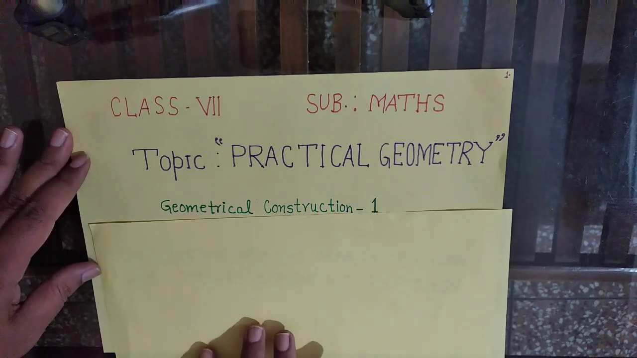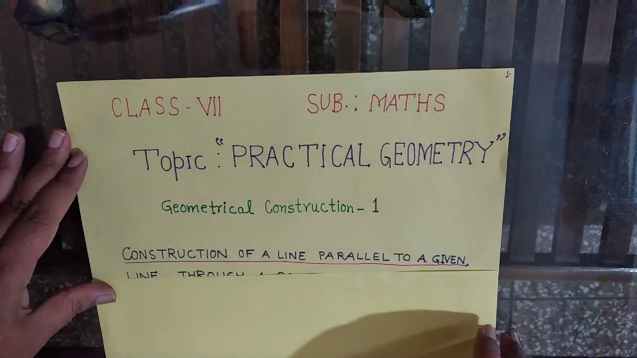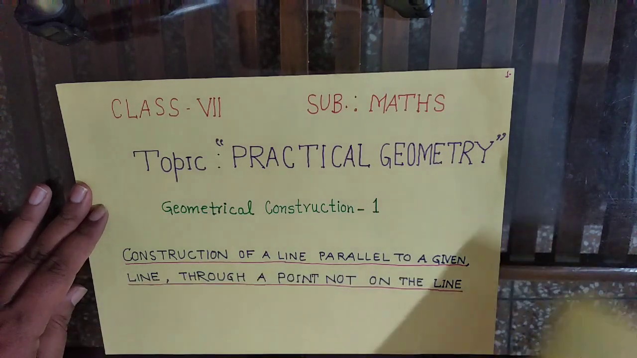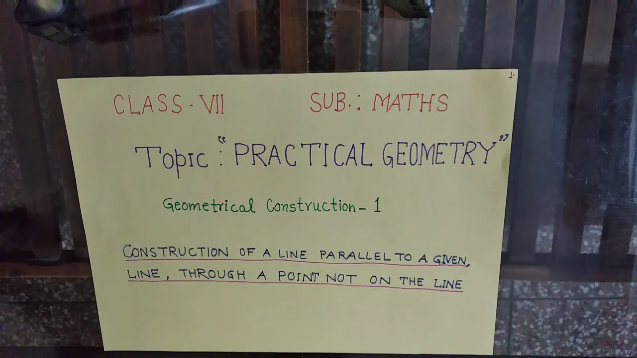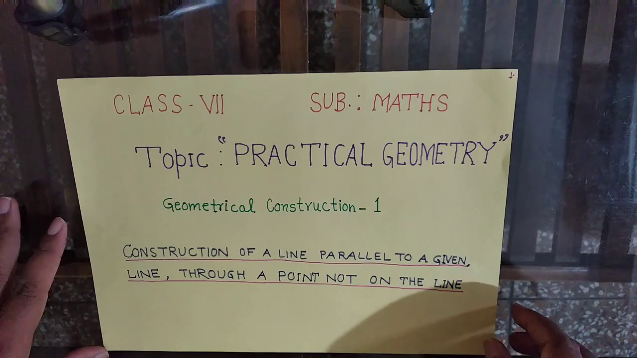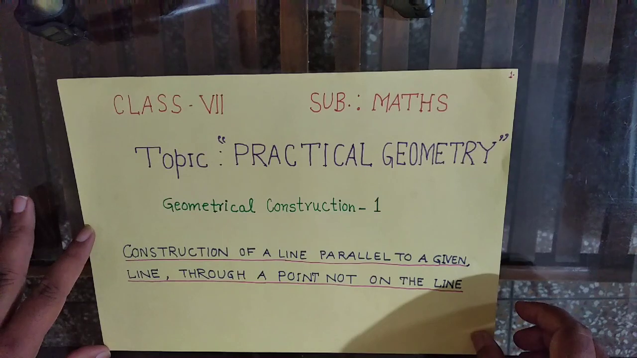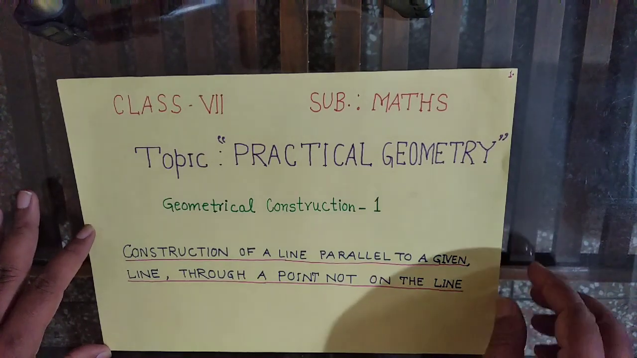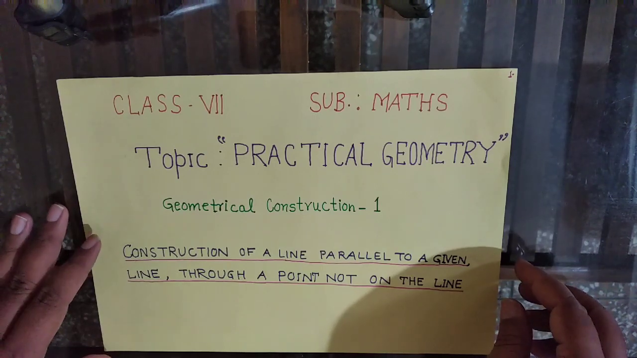Today's first geometrical construction is construction of a line parallel to a given line through a point not on it. Construction of a line parallel to a given line through a point not on the line. Students, today we will learn about this construction.